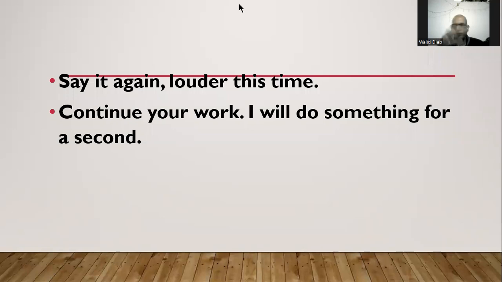If you want to go to bring something or do something else, you can say, continue your work, I'll do something for a second. I imagine a teacher wants to go to his room and drink the rest of a cup of tea and come back. So say, continue your work, I'll do something for a second and come back. But please don't be late. So continue your work, I'll do something for a second or for a minute or whatever.